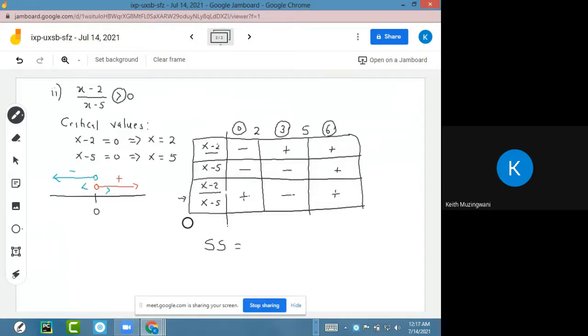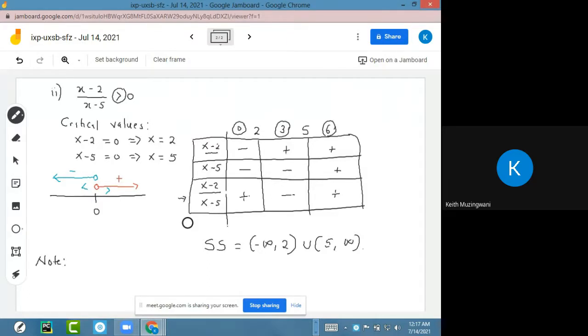Meaning, we'll get from negative infinity all the way up to 2, not including anything, union from 5 all the way up to positive infinity.